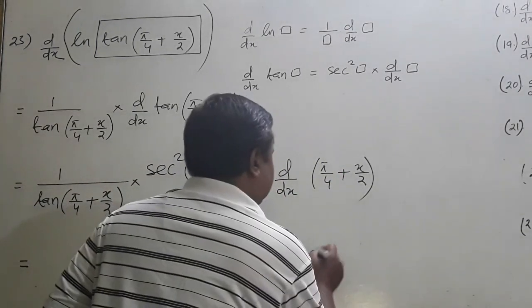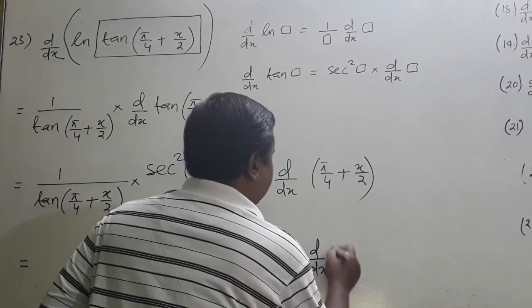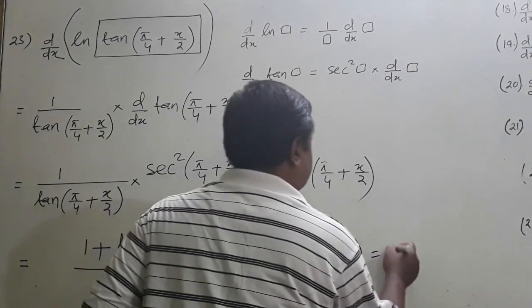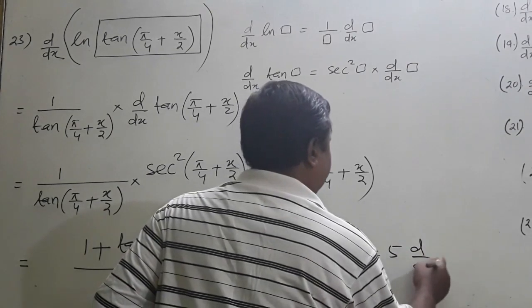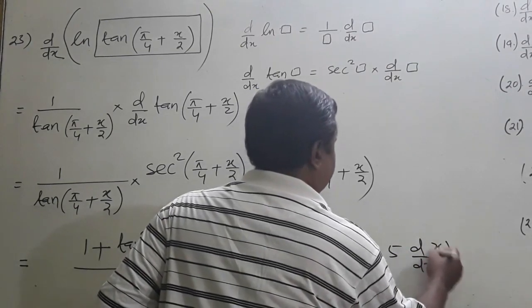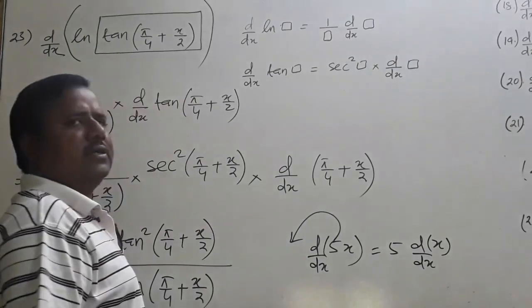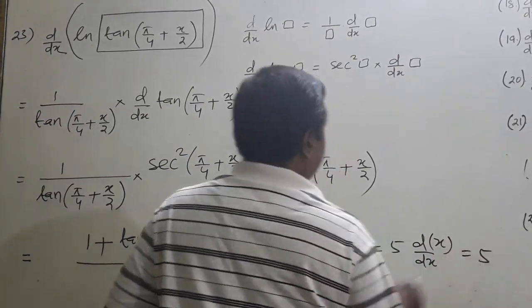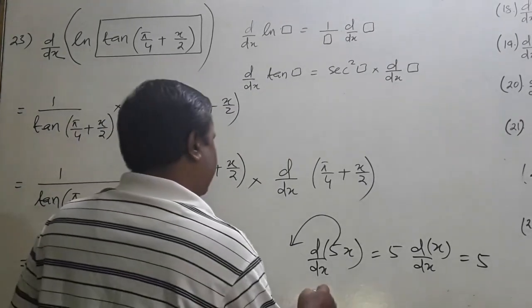Some students ask me this. D by dx of 5x. What you do? Taking 5 outside because it is constant. D by dx of x means 1 into x to the power 0, and the result is 1. It is 5.